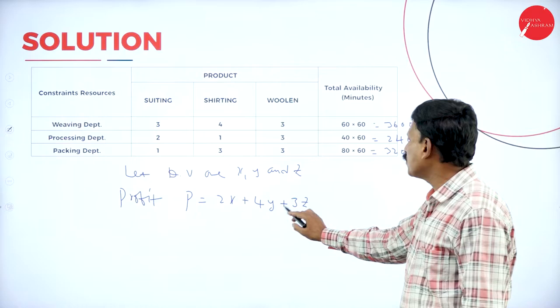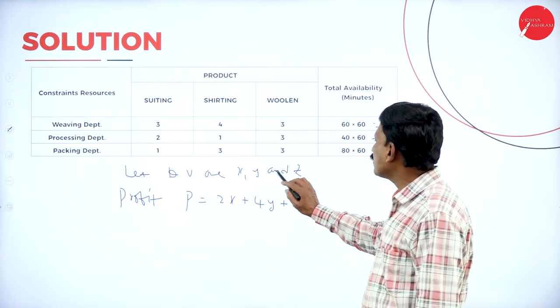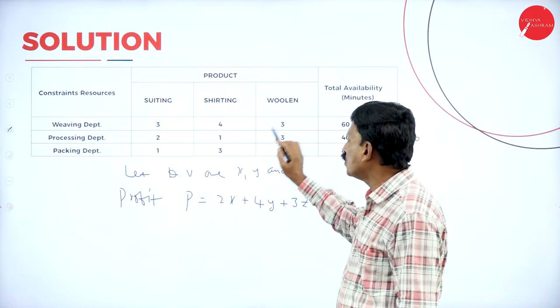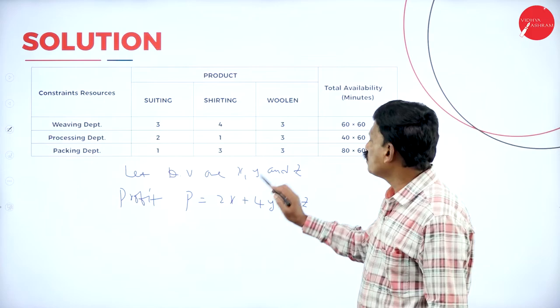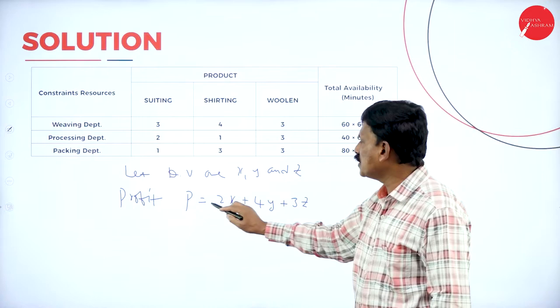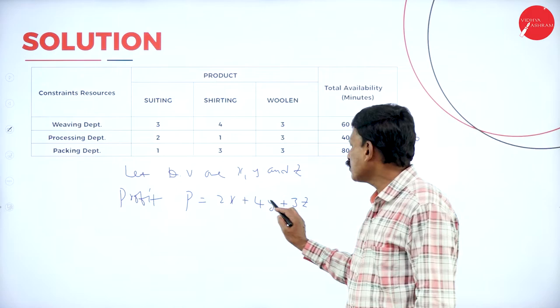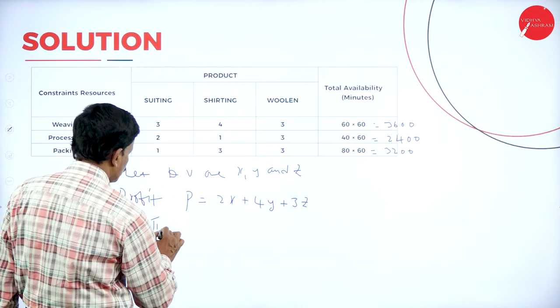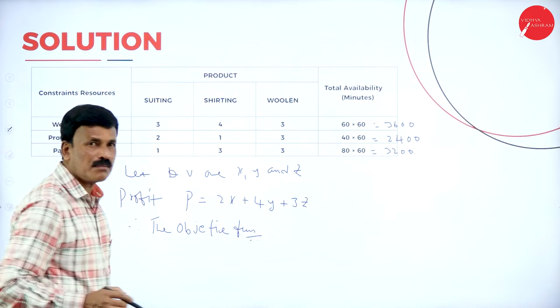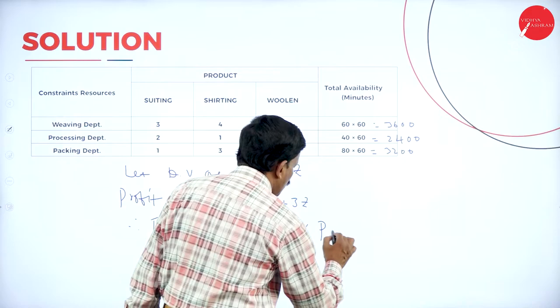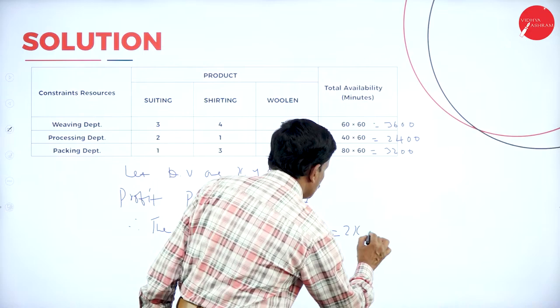So let us define the decision variables as x, y and z for the 3 types of products, that is shooting, shirting and woolen. Since the profit available is rupees 2, rupees 4 and rupees 3 for shooting, shirting and woolen, the profit is P equal to 2x plus 4y plus 3z. Since it is maximization, you have to get the maximum profit. Therefore the objective function is max P equal to 2x plus 4y plus 3z.